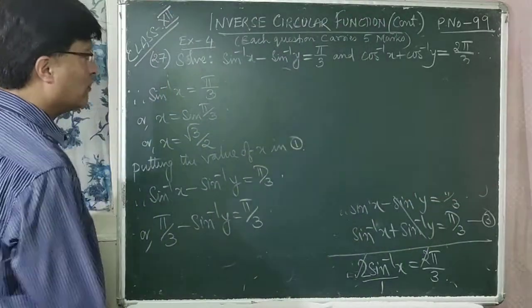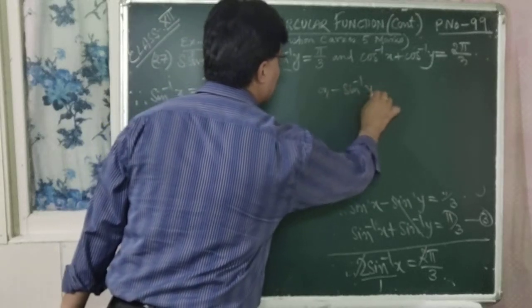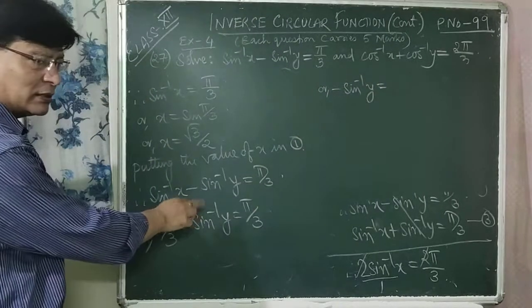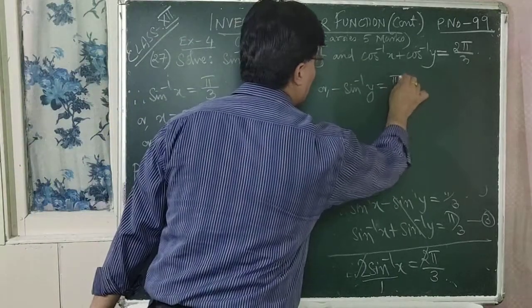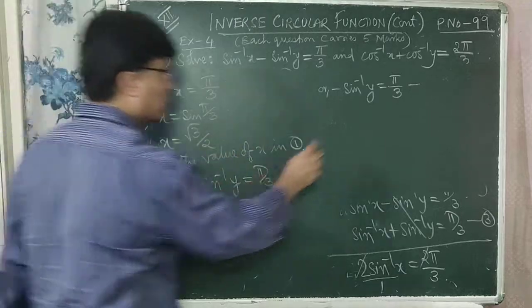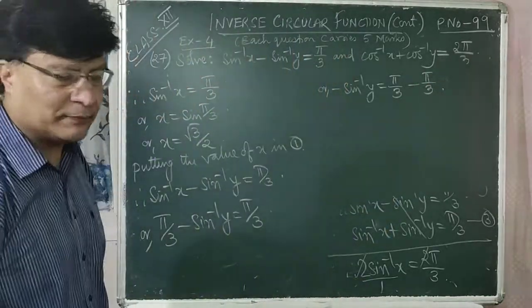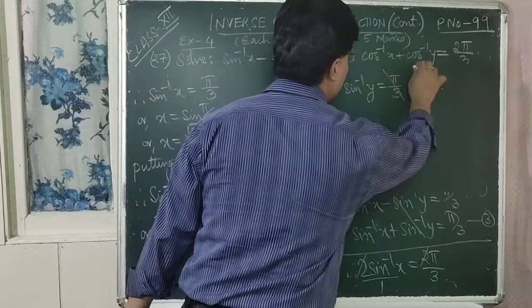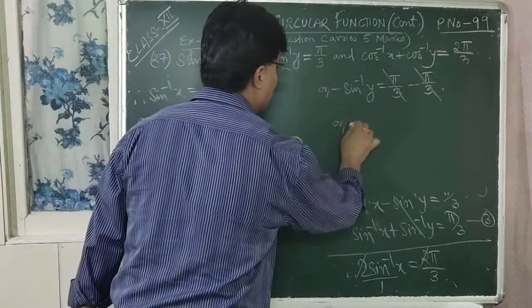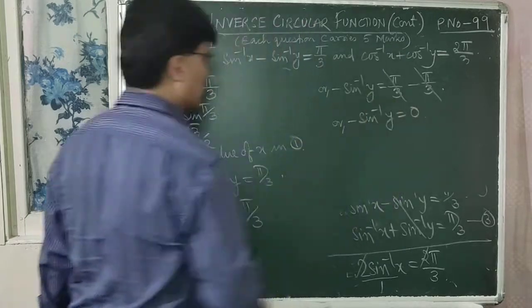So, or minus sine inverse y is equal to what? Pi by 3. It is pi by 3 minus pi by 3, goes to the right hand side, becomes minus pi by 3. Is that clear? So here pi by 3 cancels, or minus sine inverse y is equal to 0.